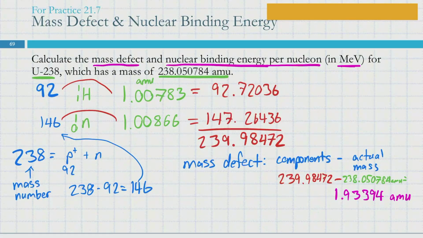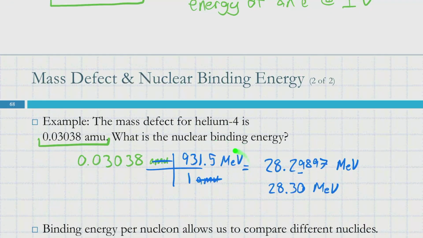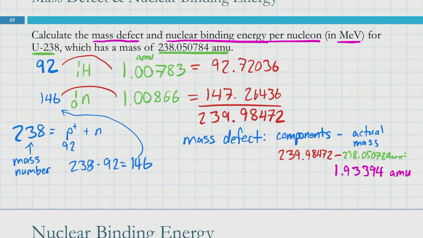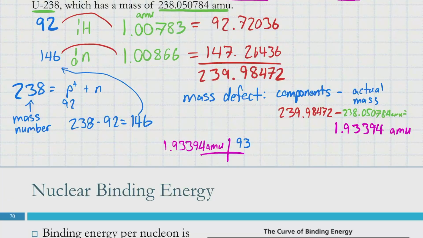And then to calculate the nuclear binding energy per nucleon, we can use this: 931.5 mega electron volts equals 1 AMU. So it's 1801.46511 mega electron volts.